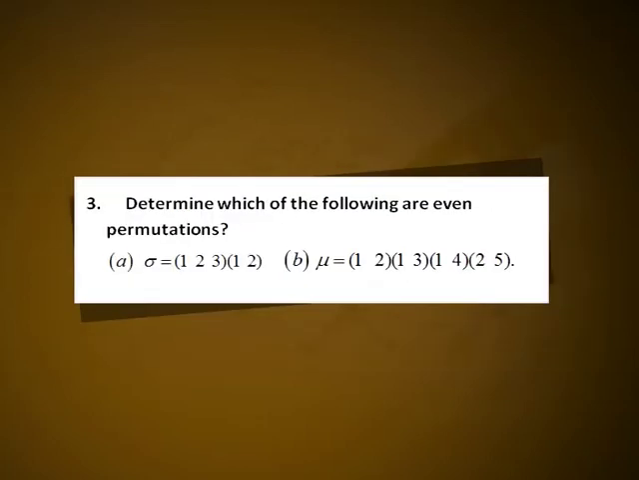3. Determine which of the following are even permutations. A. Sigma equal to cycle 1, 2, 3 into cycle 1, 2. B. Mu equal to cycle 1, 2 into cycle 1, 3 into cycle 1, 4 into cycle 2, 5.